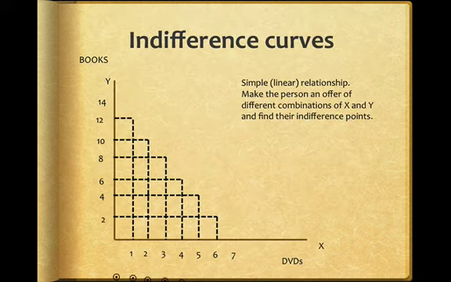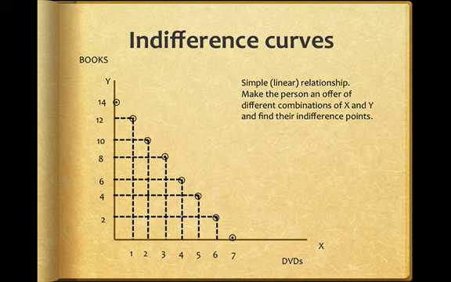So let's have a look at a simple linear relationship here. We're offering an individual a combination of X's and Y's to find their indifference points.